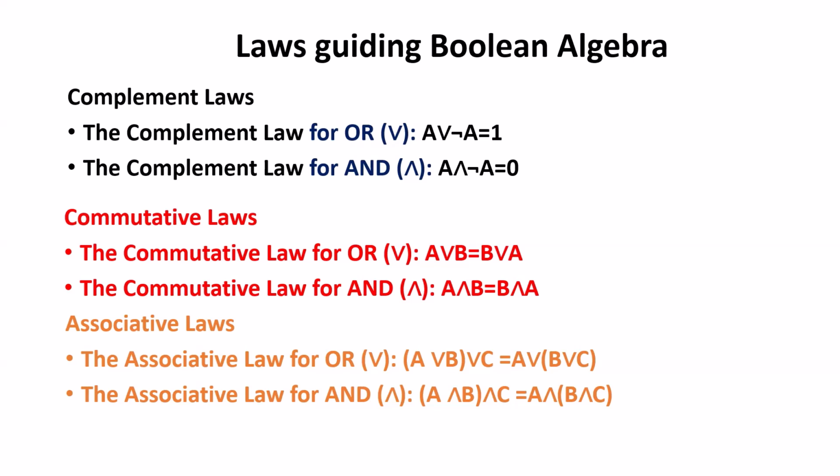For the AND operation, the associative law can be expressed as A and (B and C) equals (A and B) and C, implying you may arrange the operands A, B, and C in any manner you choose inside the AND operation and get the same result.